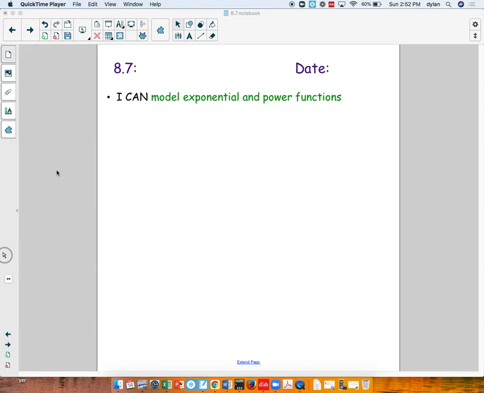So if you haven't already, take a moment to set up your note sheet with 8.7, the date, and the I can statement, and then resume the video.